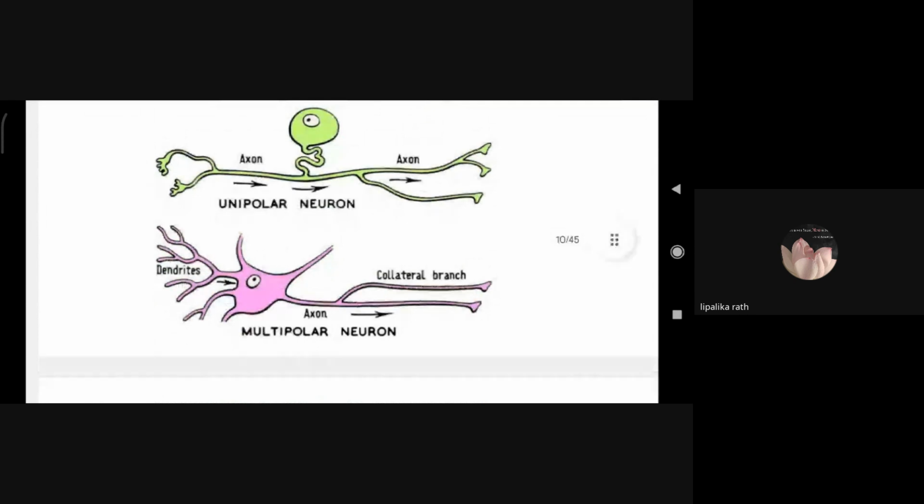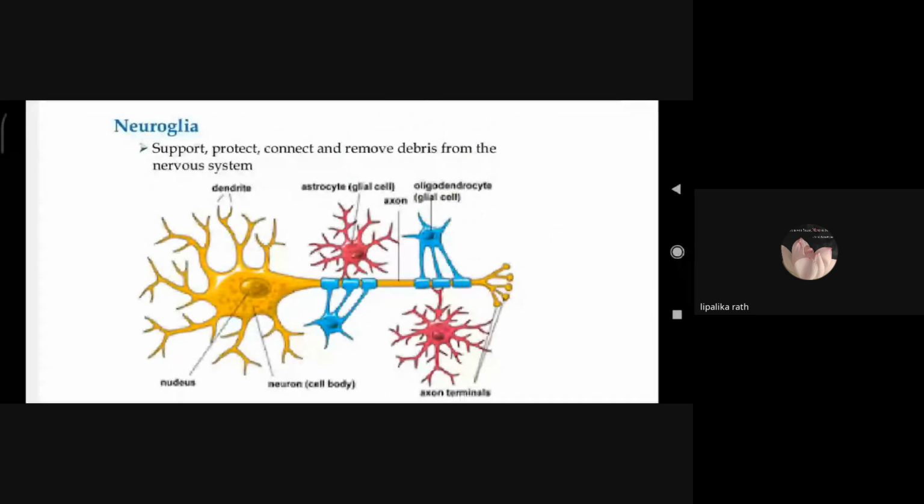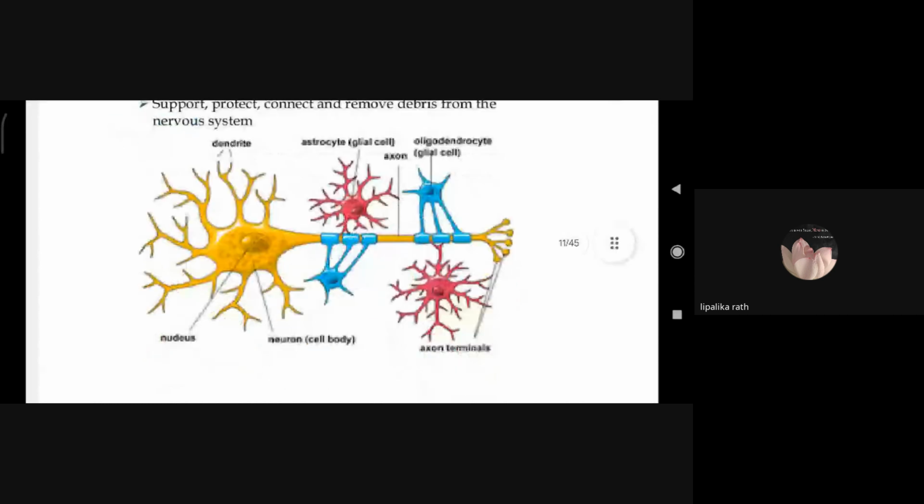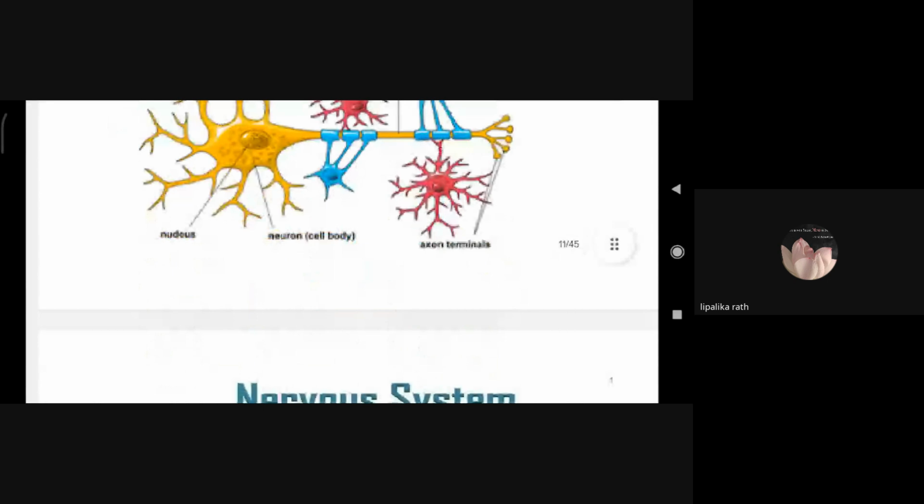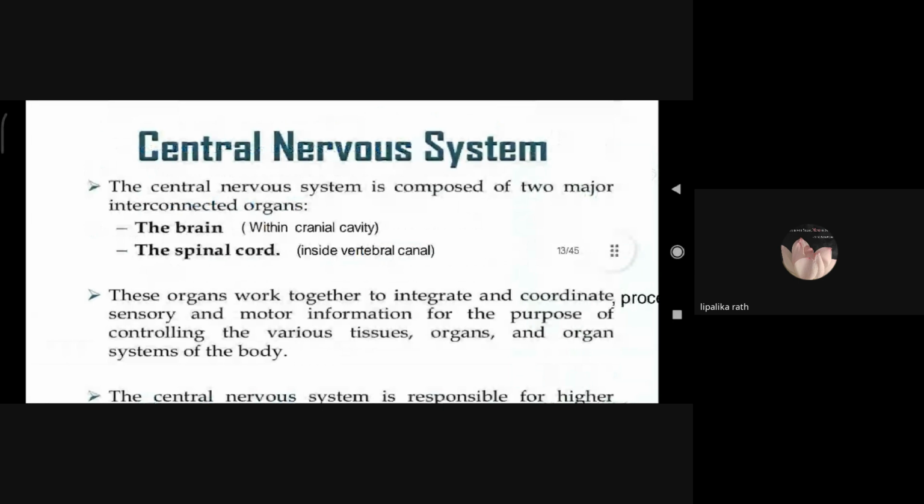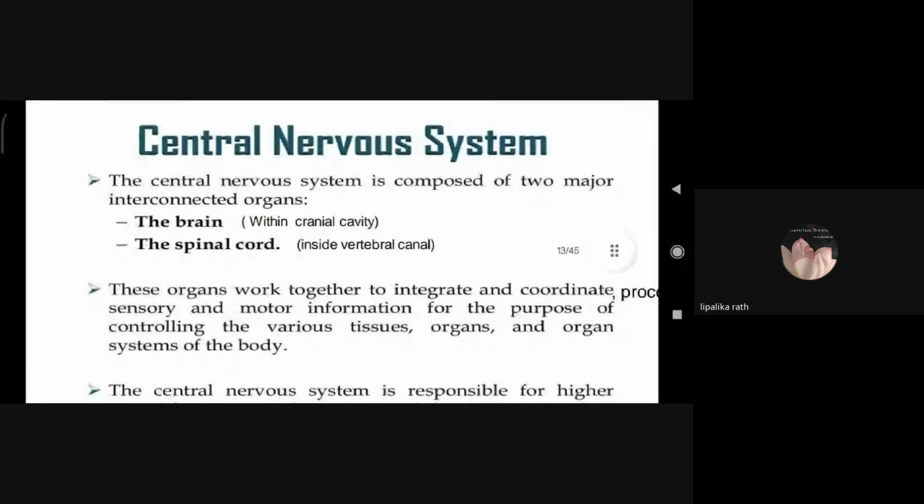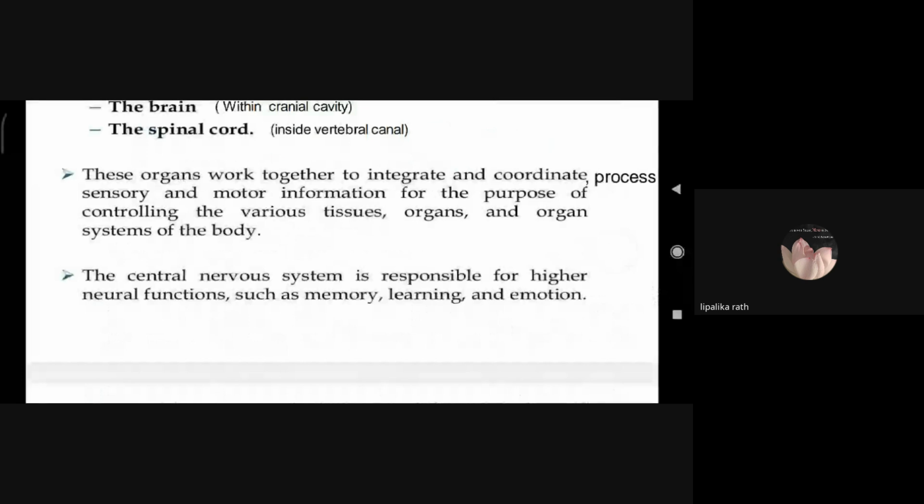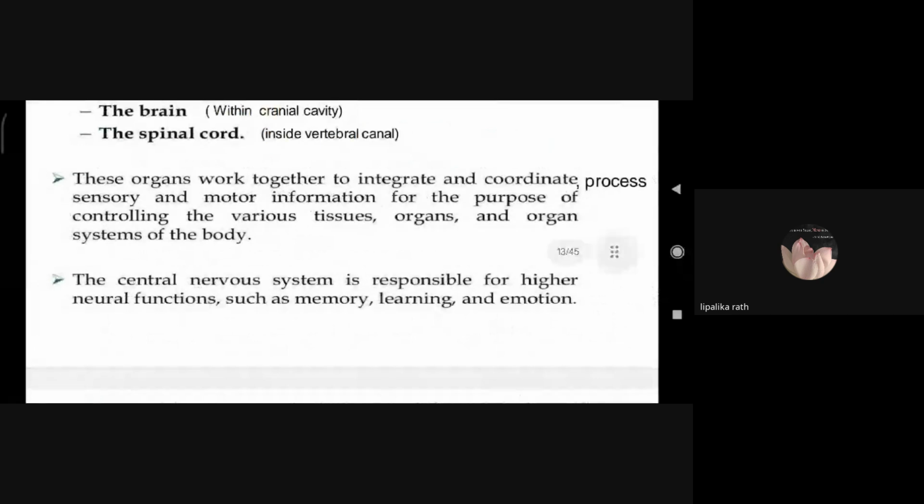And next is neuroglia. Neuroglia is well known to you. They support, protect, connect, and remove debris from the nervous system. You can see here so many neuroglia are present. Next. All body activities, voluntary and involuntary, are controlled by the nervous system. And you have already come across central and peripheral. The central nervous system is made up of the brain and spinal cord. The peripheral nervous system is made up of nerves. These organs work together to integrate and coordinate sensory and motor information for the purpose of controlling various tissues, organs, and organ systems of the body.